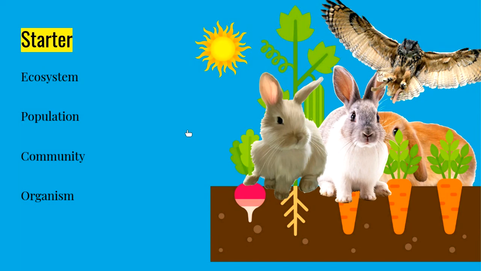Ecosystem. Why do you say ecosystem? Because it can't be organism because there's more than one organism. It can't be a community because there's more than one different type of organism. It can't be population either. An ecosystem involves everything, like all the different organisms, plants, and it has the environment in there too.